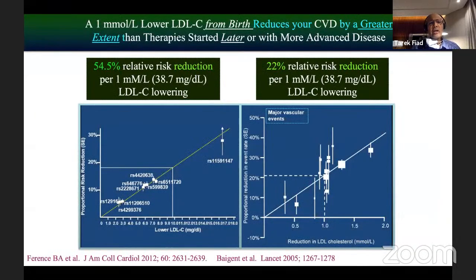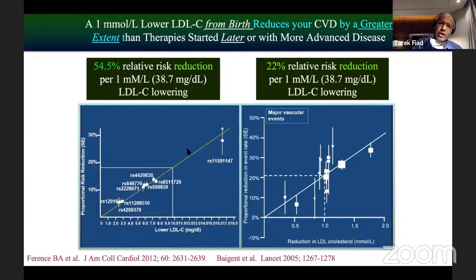Let's look into the randomized trial of Nature. Again, Dr. Underberg spoke about it, I must say. So when we do interventional trials, by getting the LDL cholesterol down by 1 millimole, we will observe approximately 22% relative risk reduction in events.